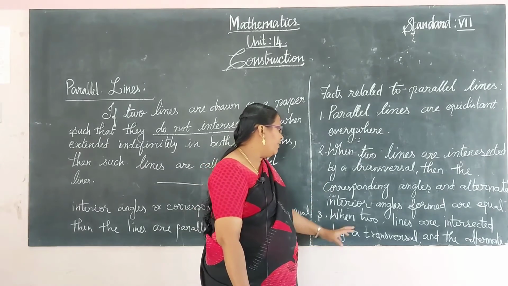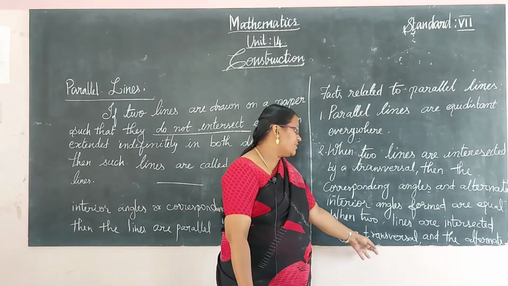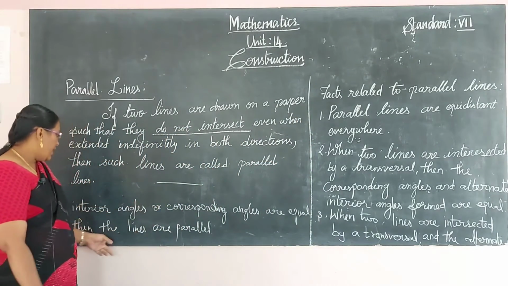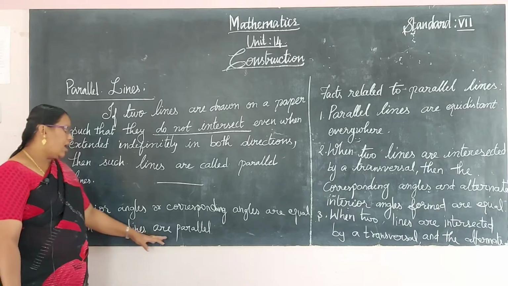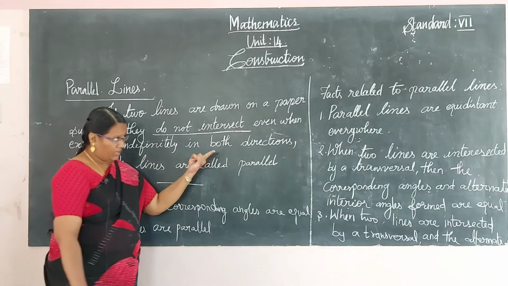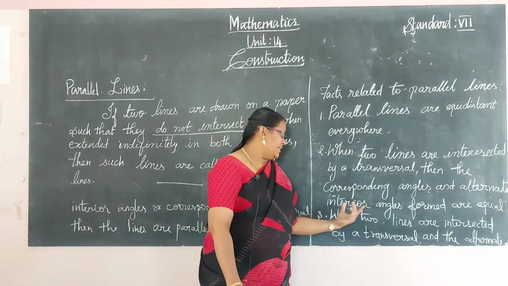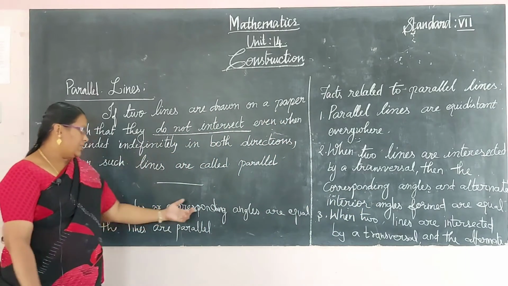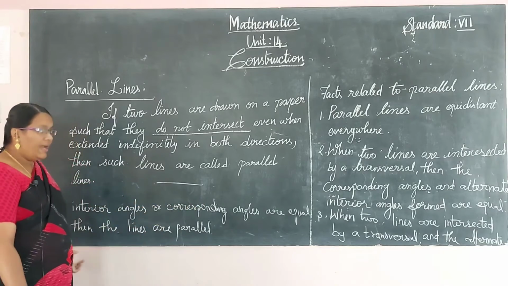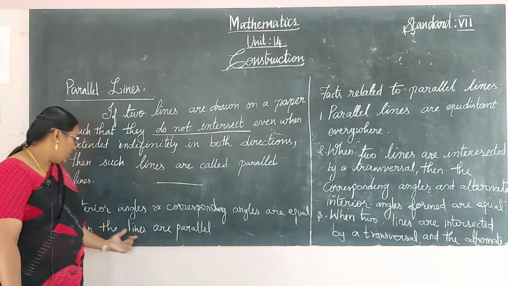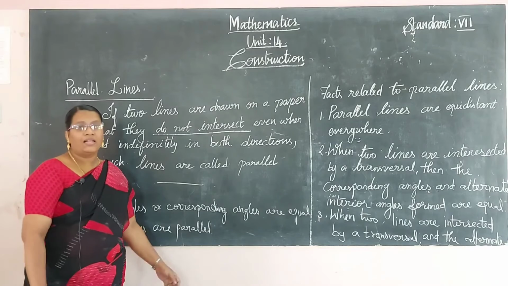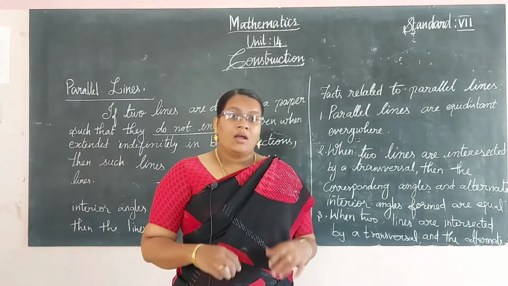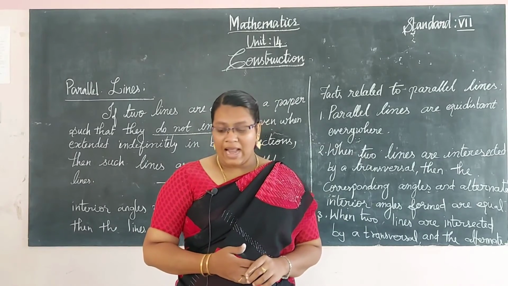And the third one: when two lines are intersected by a transversal and the alternate angles or corresponding angles are equal, then the lines are parallel. So the second one is that the corresponding angles and alternate interior angles formed are equal. If the alternate interior angles and corresponding angles are equal, then the lines are parallel. Now we will see how to construct parallel lines.